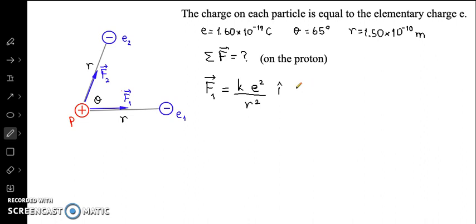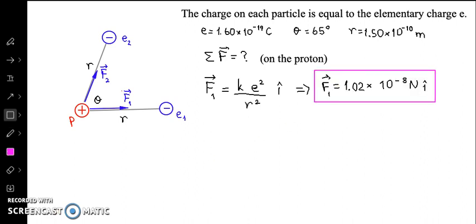So if you plug in the numbers for K, and K is also known, it's 8.99 times 10 to the 9th power. If you plug in the numbers, here's what you get for F1. Keeping 3 significant figures, 1.02 times 10 to the negative 8 newtons i hat, that's F1. So let's calculate F2. F2 is making an angle, so it has an x and a y component.